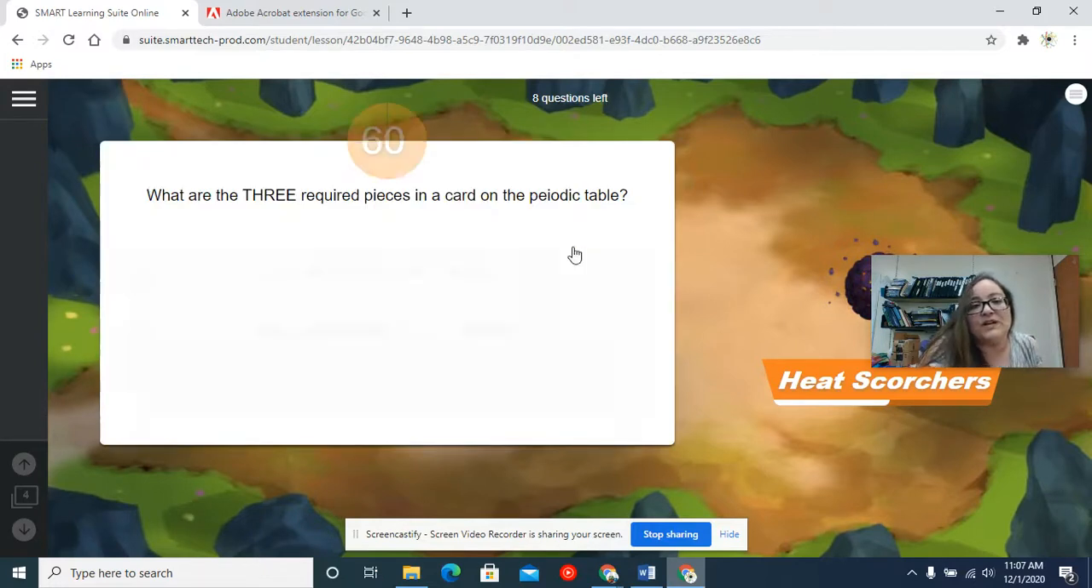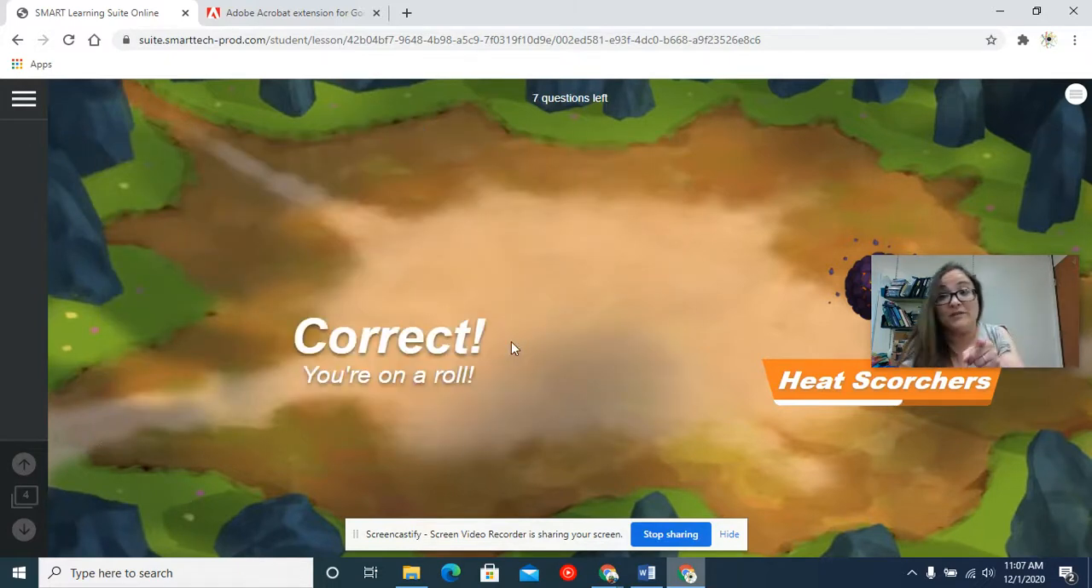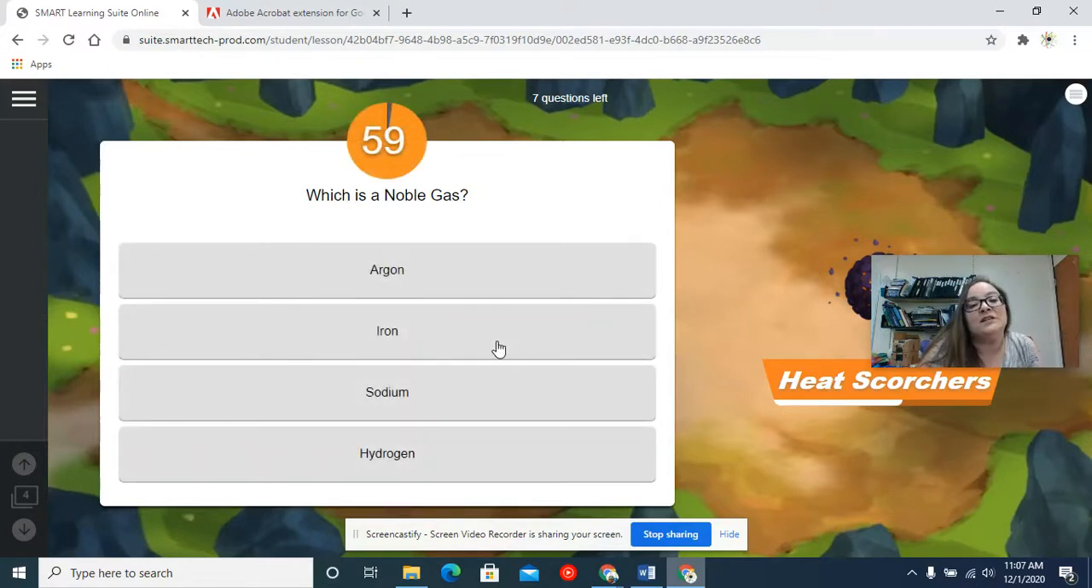What are the 3 required pieces of information on the periodic table? You do not have to have the chemical name, so that one's not it. This one's not it either. What you have to have is the symbol, the atomic number, and the atomic mass. So that middle one is the right one. Now, it may not be the middle for you.